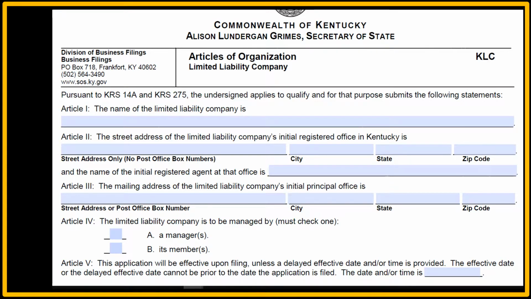Just a quick look at the form articles of organization you would use to organize a limited liability company in Kentucky. You see, it's very similar to the articles of incorporation. The name of the company, the address of the initial registered office, the initial registered agent, and the mailing address of the limited liability company.